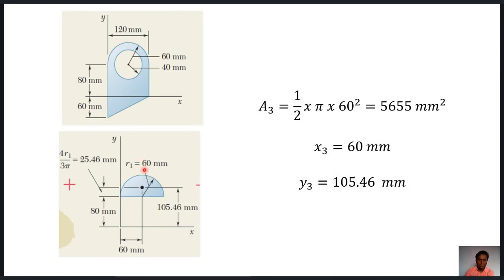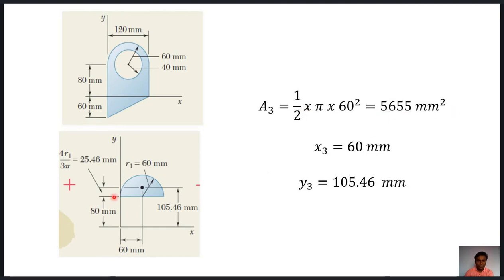Now as per the standard formula for the centroid of a semicircle, we can locate the respective centroidal distances, that is x3 and y3. But before that, we first find its area. Here it is a semicircle, so the area of the semicircle is half into pi into r square. Here r is 60, so half into pi into 60 square gives 5655 millimeter square.